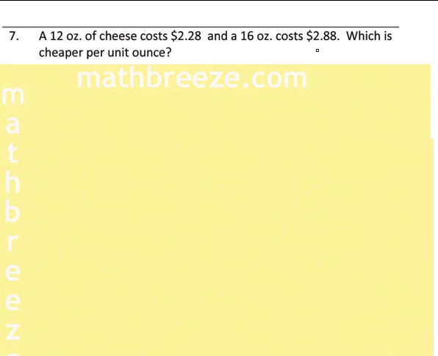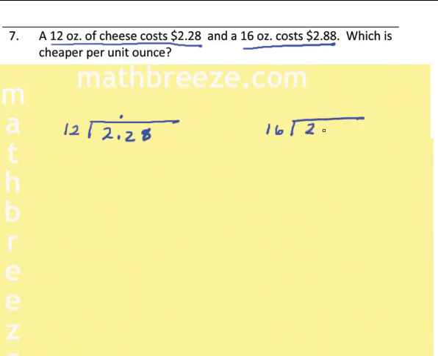Number 7 says a 12-ounce package of cheese costs $2.28 and 16 ounces costs $2.88, which is cheaper per unit ounce. So we're going to check how much 1 ounce costs. So first we'll look at the 12 ounces that go for $2.28. So we'll see how much 1 ounce costs. So we're going to do this division. And then to see how much 1 ounce costs in the 16 ounce package, we're going to divide 16 into 2.88. Okay. All right, so let's do these two divisions.